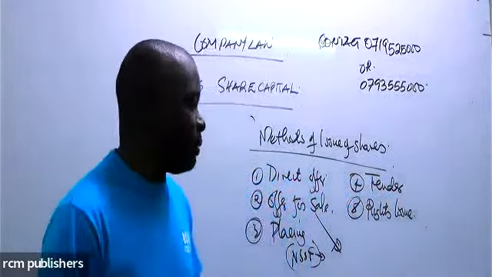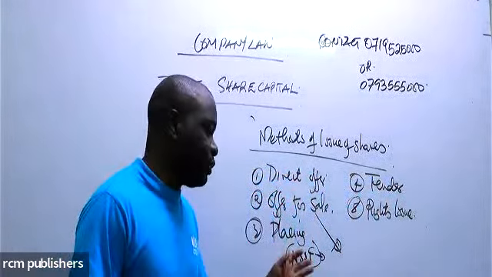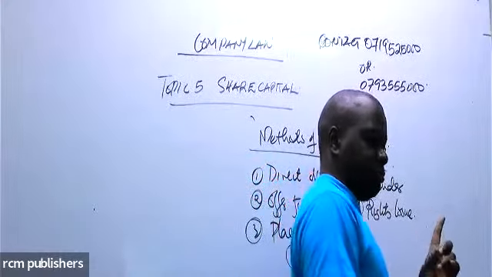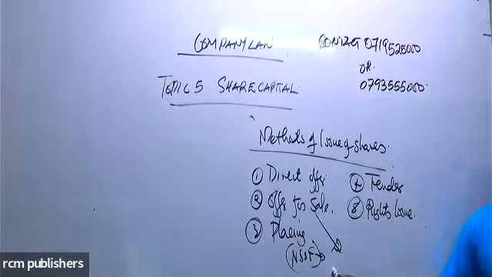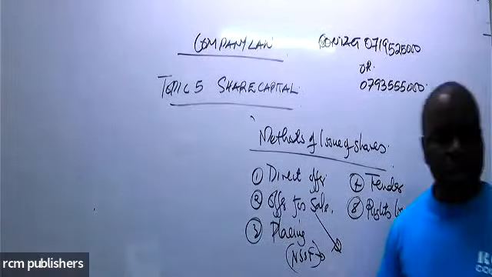So what happens under placing? They issue shares, then they start to target. So now you can buy a lot in substantial blocks. So they convince such investors to buy the shares. So you can take us through rights issue.